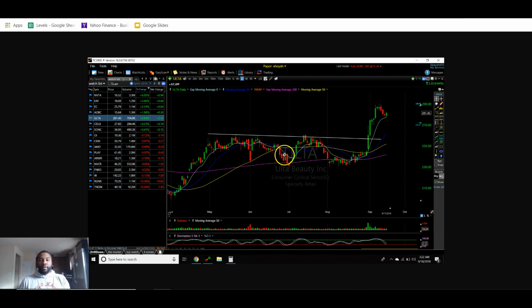So then we got a pullback into the 200 moving average, then another bounce into resistance. Pulls back to the 200 moving average, then finally cracks all your moving averages, cracks that 50, then has a real strong day that puts it above all your moving averages and resistance, and it has high relative volume. So now this thing has momentum. Now we can start looking for the real pullbacks. That's the one that's going to take us higher and higher in price on a daily basis.